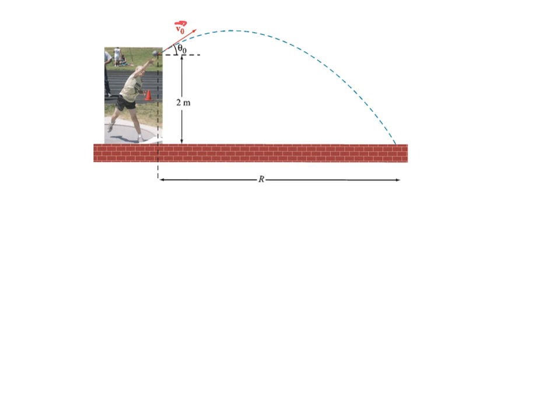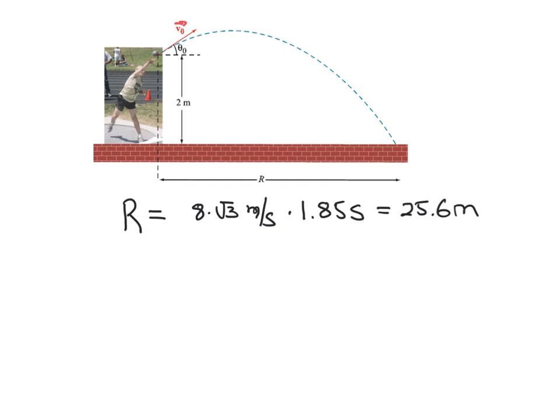So just to finish up the problem here, remember that the range, the horizontal range here, R, was equal to 8 times the square root of 3 meters per second. That's the horizontal component of the velocity times the time of flight, which we just found out was 1.85 seconds, and that comes out to be 25.6 meters, which is quite a throw.